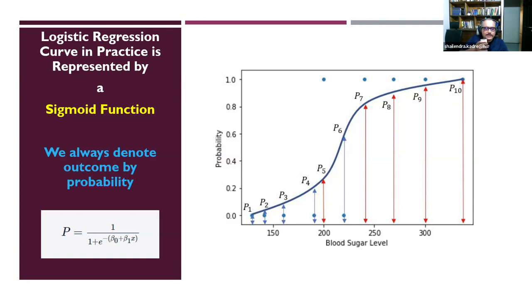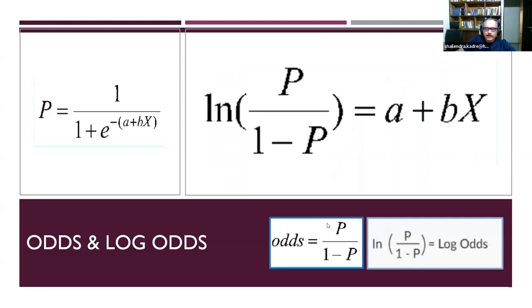So our job as a machine learning engineer is to determine what is the value of beta 0, what is the value of beta 1. Or in the here, same thing is present here. So what is the value of A and what is the value of B? A is nothing but beta 0 and B is nothing but beta 1, right?